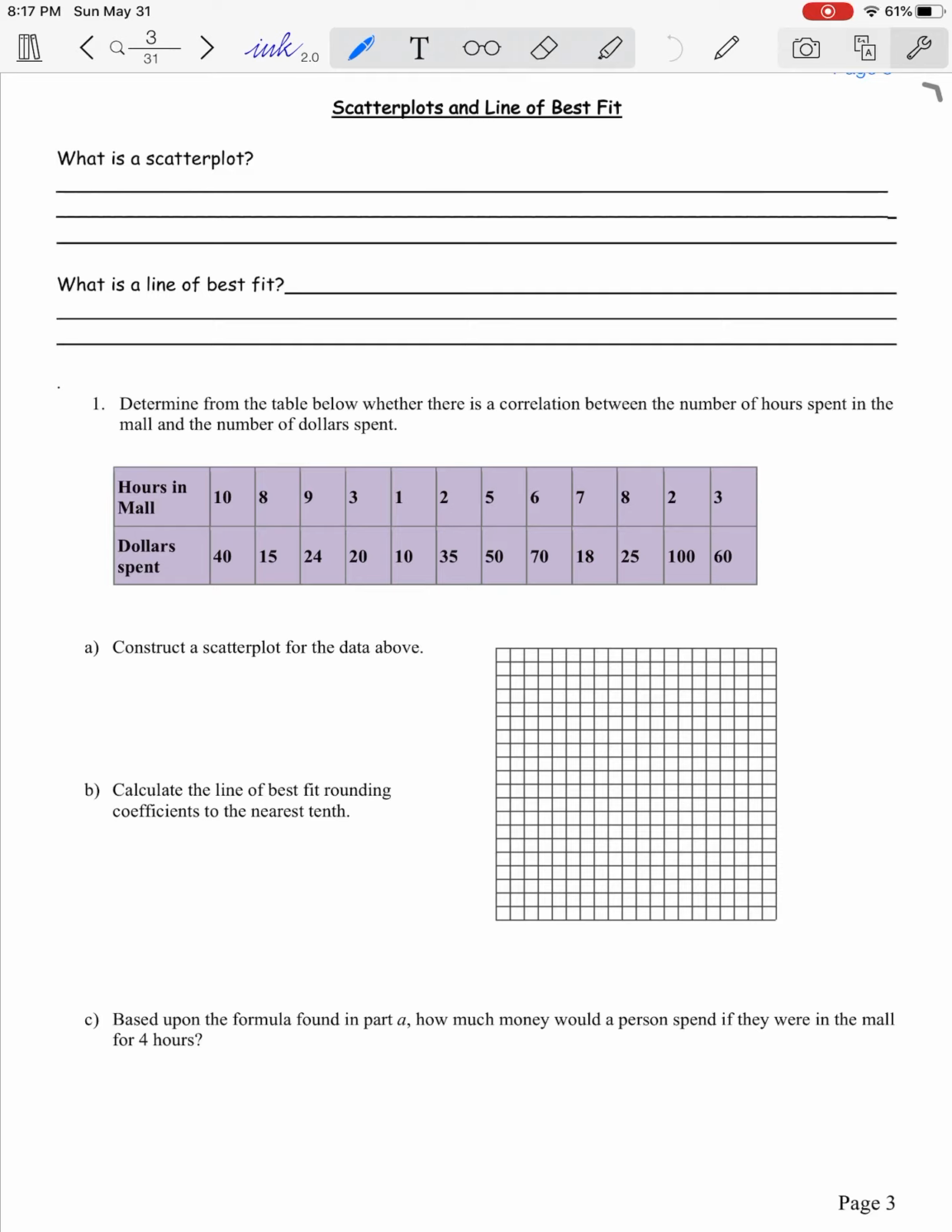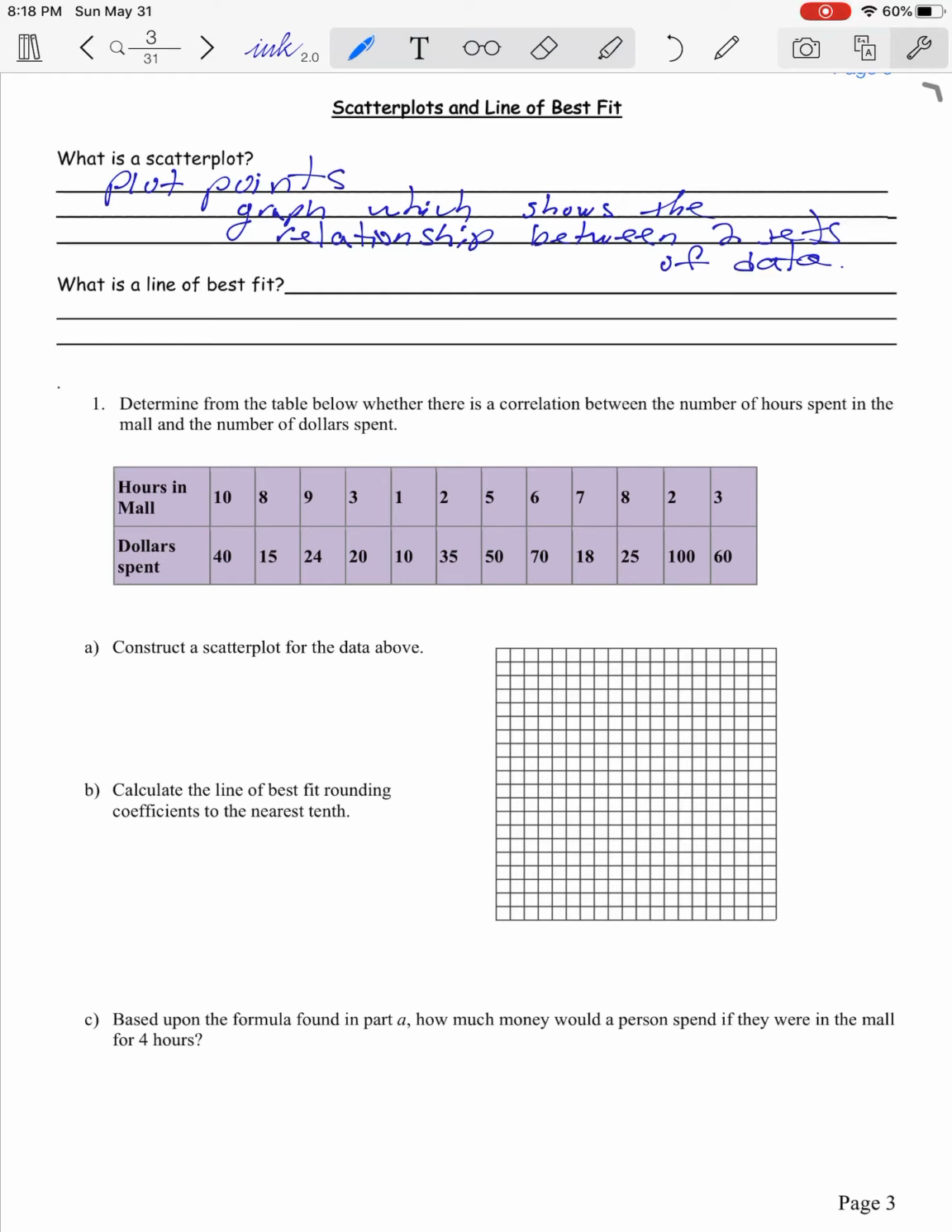A scatter plot is when we plot points. Okay, we do not connect the dots. We are just going to plot them. It almost looks like a bunch of points put together. So we plot points, and it's a graph which shows the relationship between two sets of data. We're going to use the X and the Y.